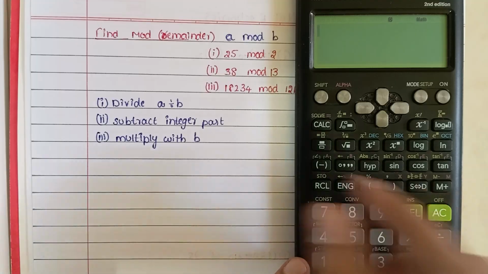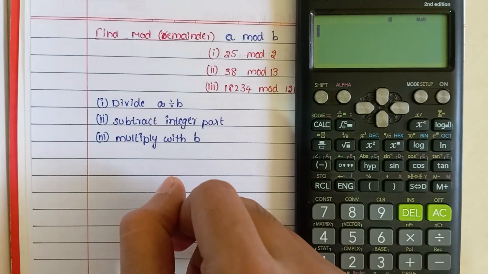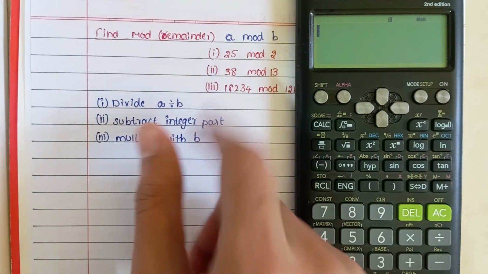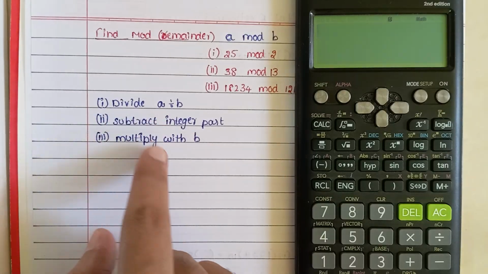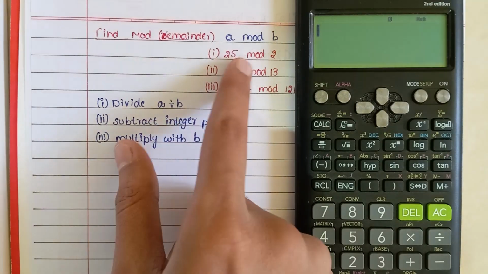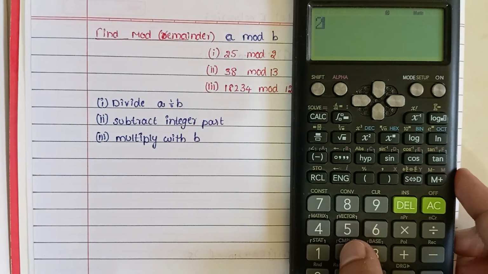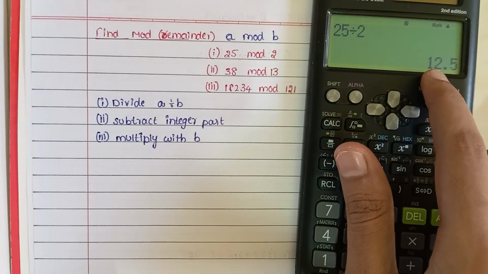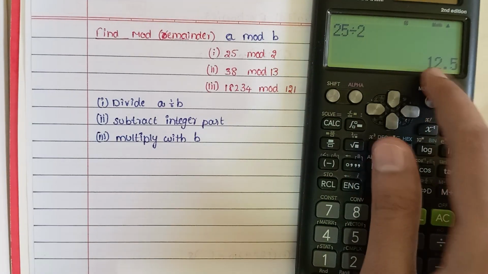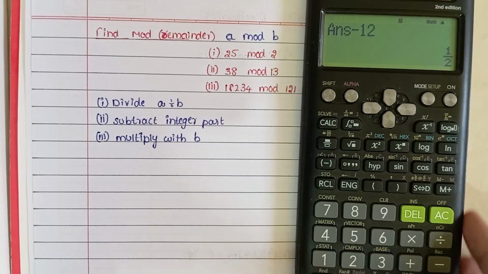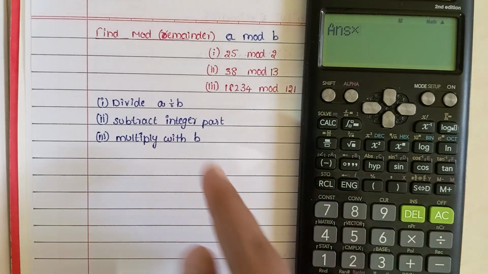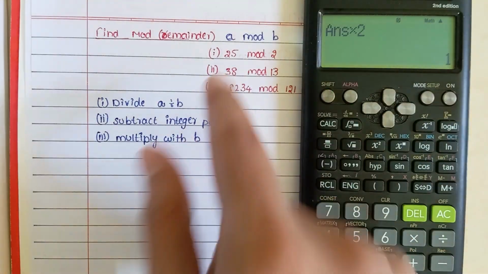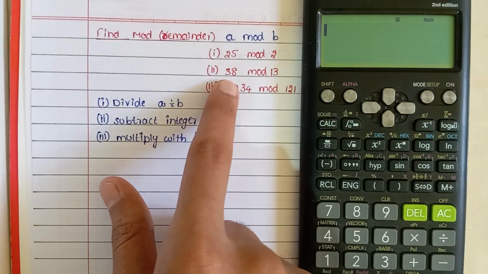Thank you. Now we will see how to find the remainder of two numbers. The first question is 25 divided by 2. We have to find the remainder. For that we have to follow these three steps. First, divide 25 by 2, you will obtain one value. Subtract the integer part from that. The integer part is 12, so minus 12, and again multiply the obtained value with b, which means 2. Therefore the remainder is 1.